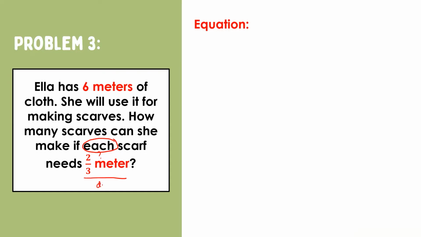So, each is also a keyword for the divisor. On the other hand, the word from helps us identify the dividend, but in this problem, we have the keyword has. Has helps us identify the dividend in a division problem. Therefore, our equation should be 6 divided by 2/3.